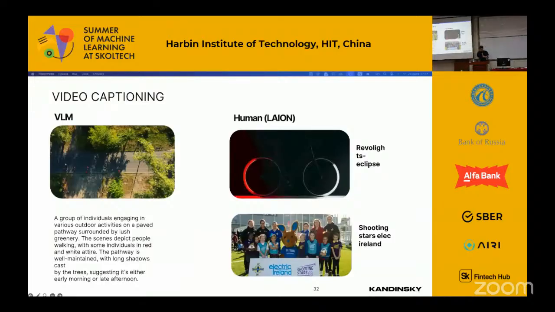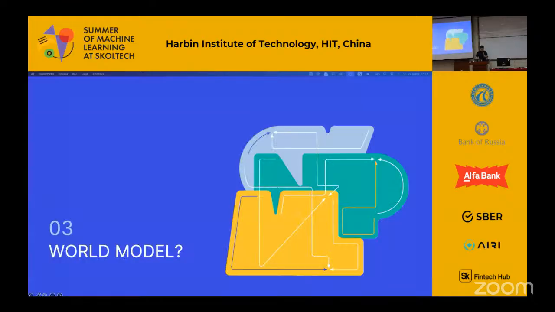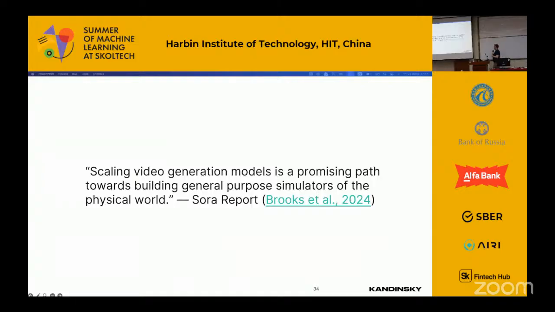So it's important. Okay. I will talk a little bit, to answer the question, about world model or not. I give you a phrase from the Sora report, from 2024, where they write that scaling video generation models is a promising path toward building a general purpose simulator of the physical world. In other words, the world model.